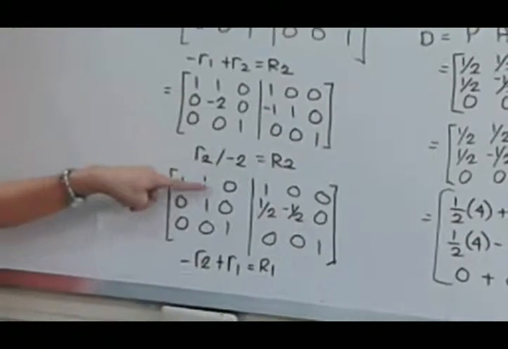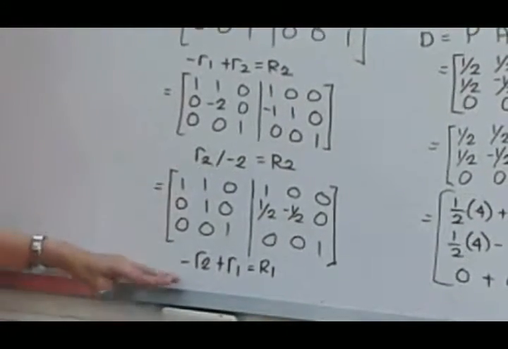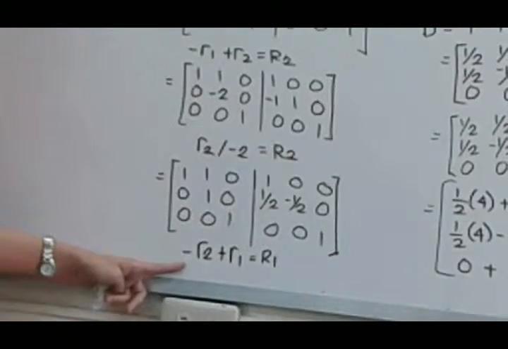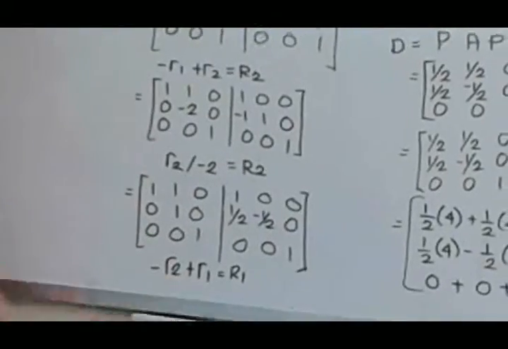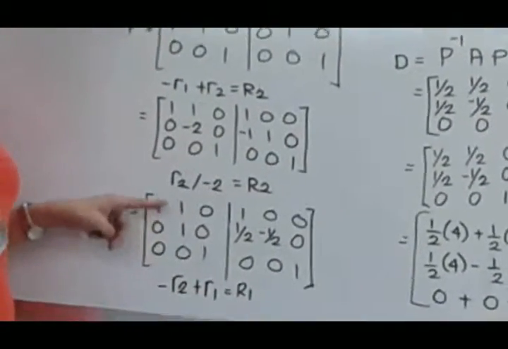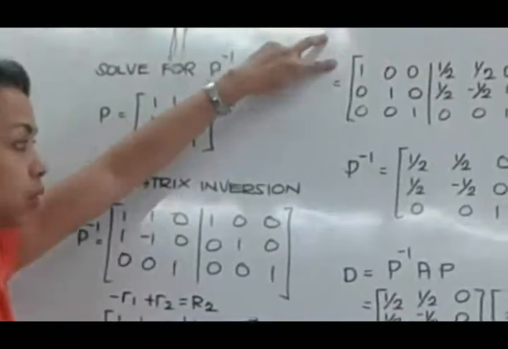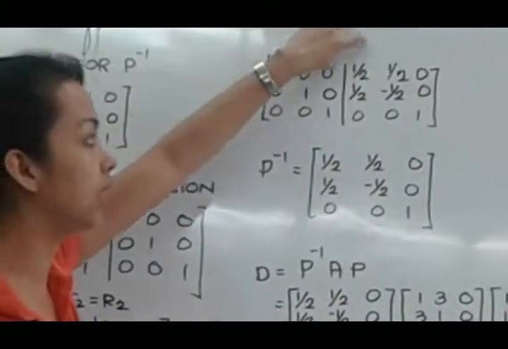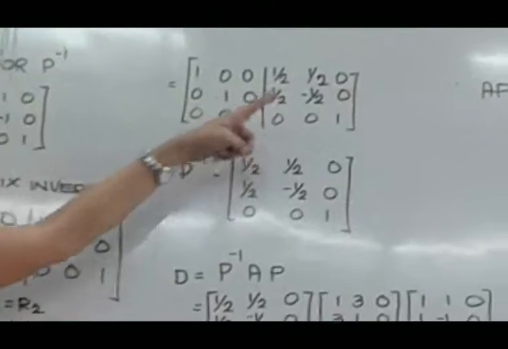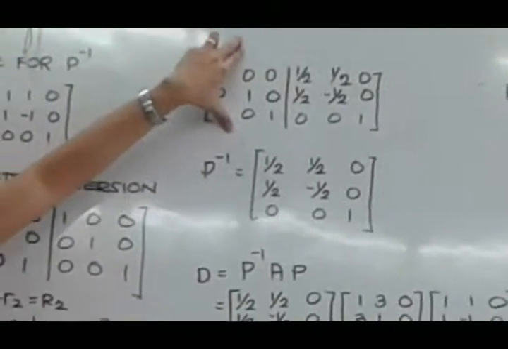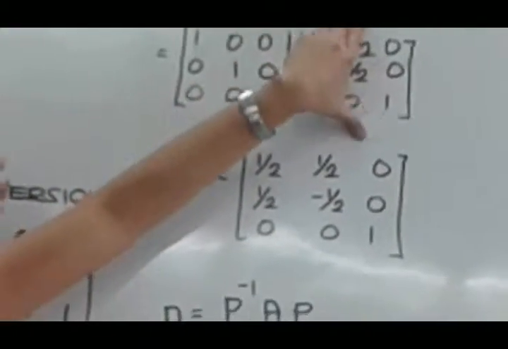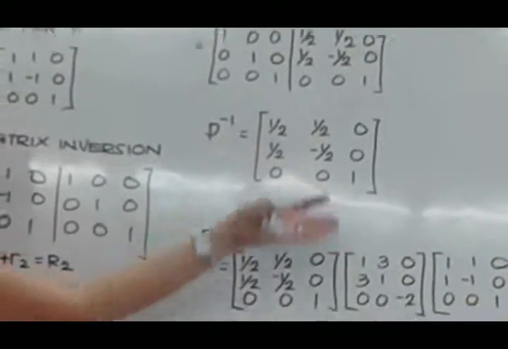Next step is to make this element 0. So the operation is negative R2 plus R1 to get my new R1. Applying this, the first row is 1, 0, 0, 1 half, 1 half, 0. Retain the second row and the third row. So this is an identity matrix already. Therefore, this would correspond to your inverse matrix P. So, I have the inverse matrix P.